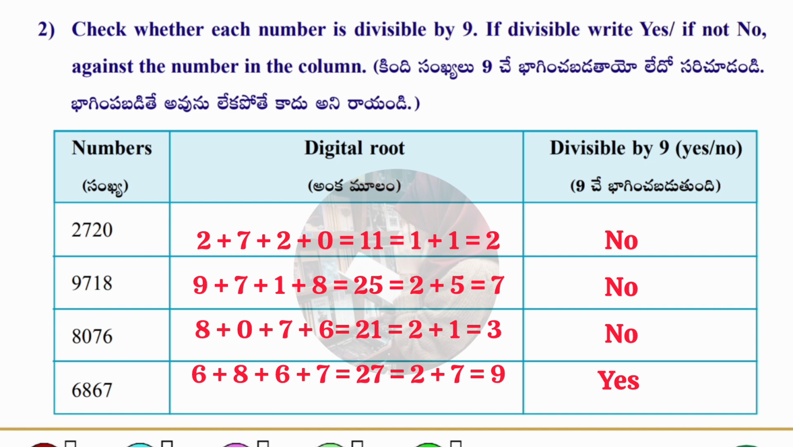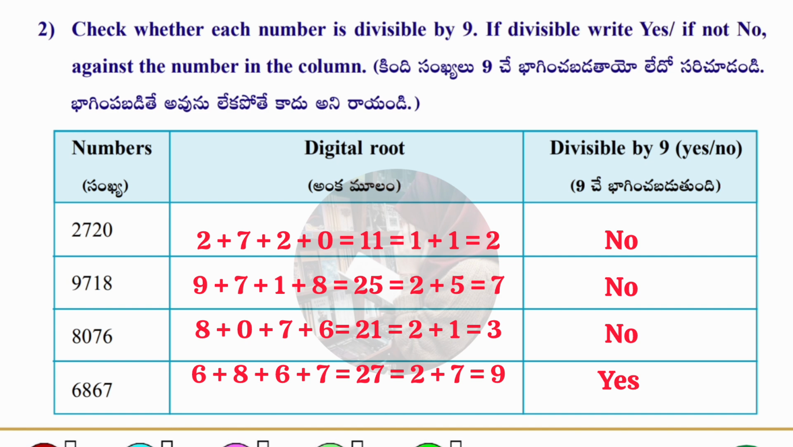Next number is 9718. First of all, we'll add this, 9 plus 7 plus 1 plus 8, which is 25. Again we have to do the addition, 2 plus 5, which is 7. Here we get 7, so this is also not divisible by 9. That's why write down no.